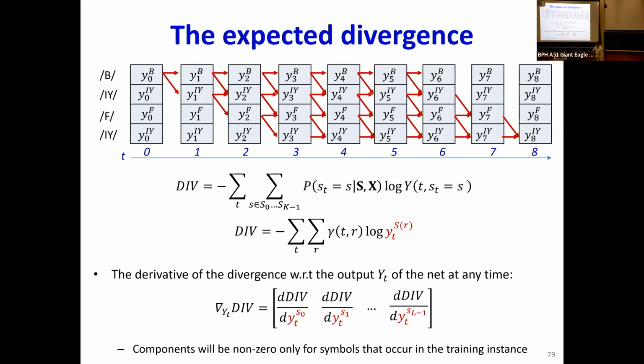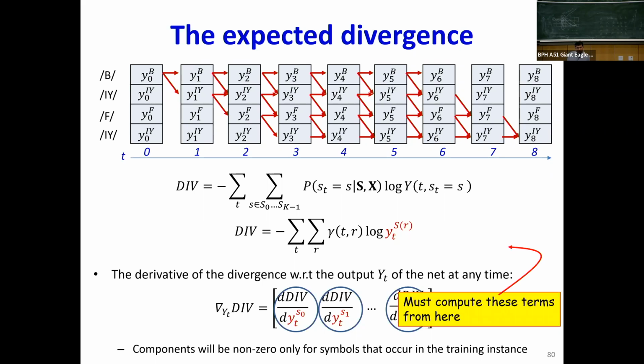And so I need the derivative of this divergence with respect to any yt, which is the output of the network at each time, is the vector of derivatives of this divergence term with respect to each of the network probabilities. But then, remember, the divergence is actually summing over time and over the symbol sequence. If I want the derivative with respect to the output of the network at any given time, I only need to consider the terms that are going into the divergence at that time, right? The rest of the t's can be ignored. Making sense? Yeah. So these are the terms that we need to compute.